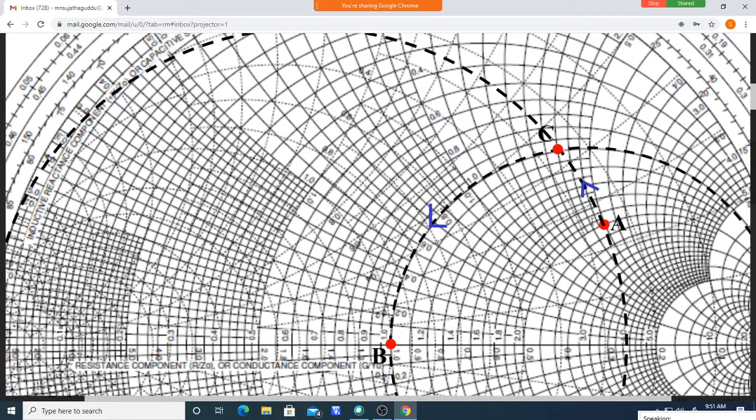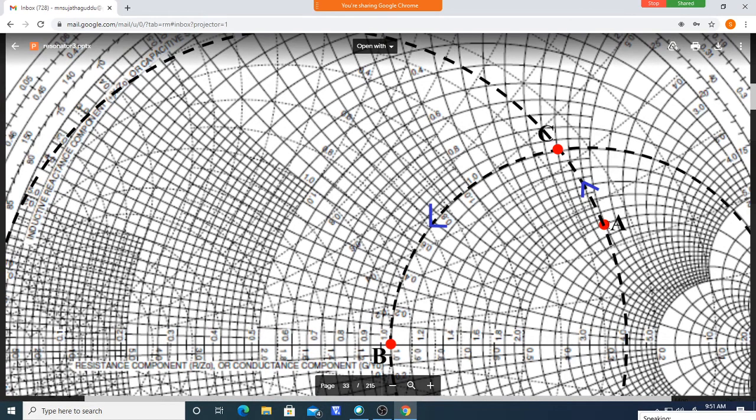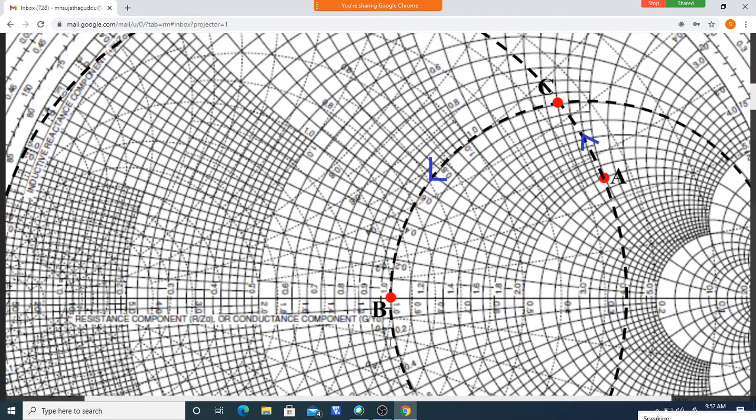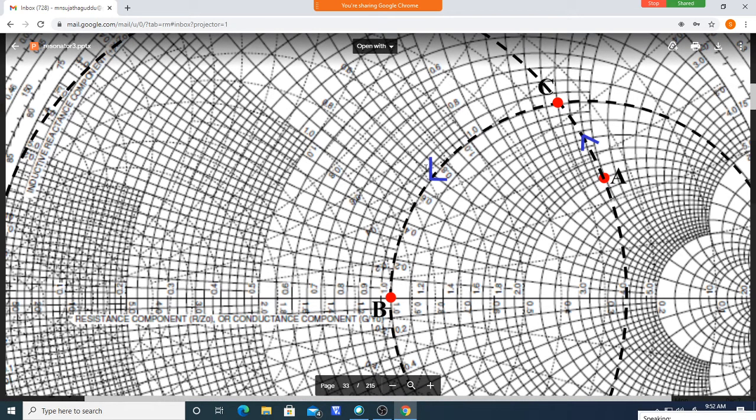So now for impedance matching, what do I have to do? From here, I can move on the conductance circle in the anti-clockwise direction or in the clockwise direction. Or I can move on the resistance circle, like this or like this. But you should think: if I move on which circle, I reach the R is equal to one circle? This is the R is equal to one circle.